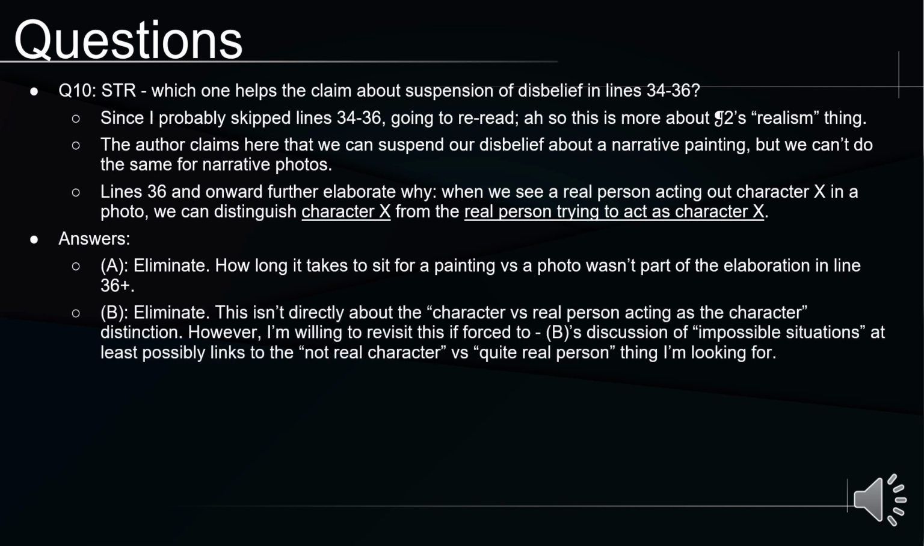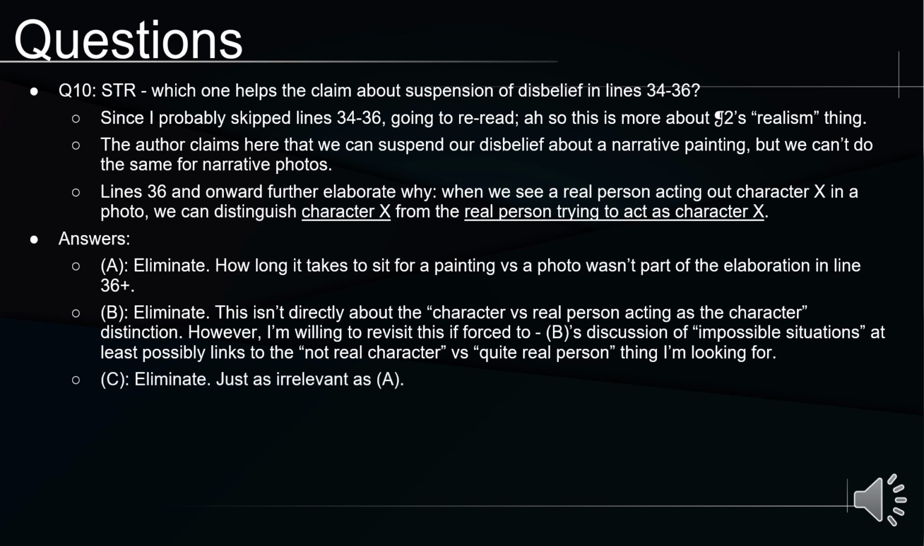B, I'm also going to get rid of. This isn't directly about the character versus real person acting as the character distinction that I've just been talking about. However, I'm willing to revisit this if I'm forced to. B's discussion of impossible situations at least potentially links to the not real character versus quite real person thing that I am looking for. So I could see being forced to accept that connection, but I don't want to make it unless I'm forced to.